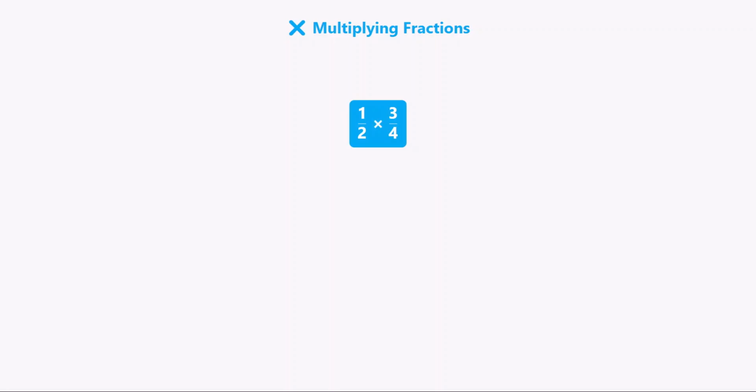We'll start with an example. Multiply 1/2 by 3/4. Multiply numerators. 1 times 3 equals 3. Now multiply denominators. 2 times 4 equals 8. So our answer is 3/8.